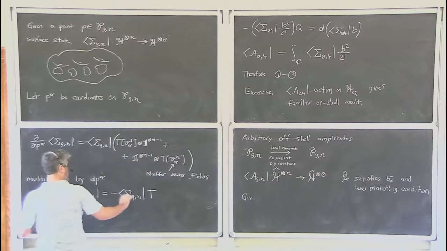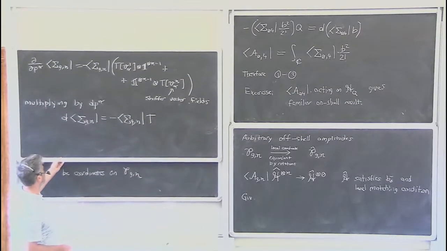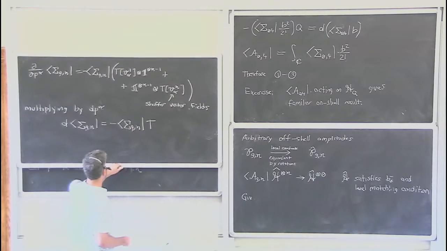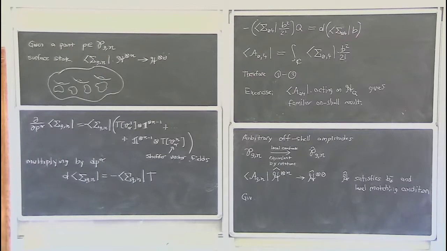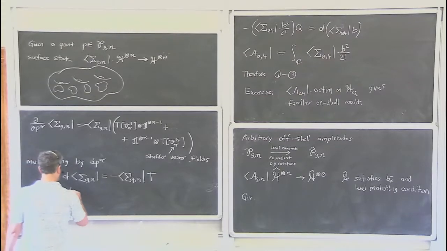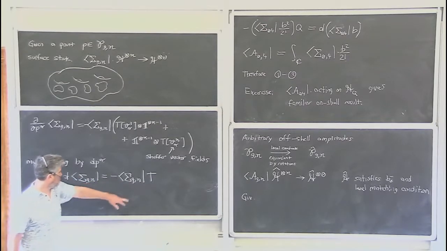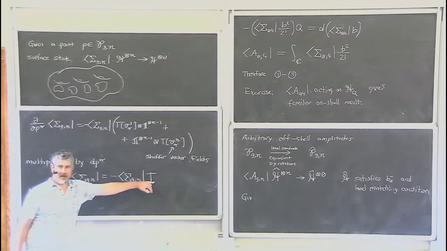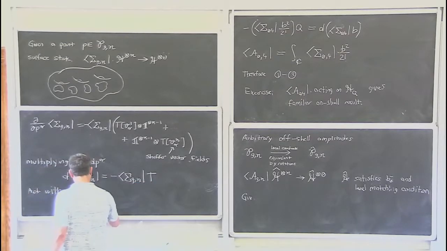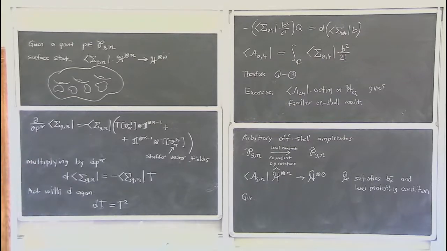So we have this equation, which holds with slight generalization in that this equation is claimed to hold on PGN and not just on the pullback onto MGN. Now if we act again with the exterior derivative, we find an interesting fact. Acting D here, we get zero, but D first acts on the surface state, and it also acts on T. So we learn an interesting fact that the exterior derivative of T is equal to T squared.